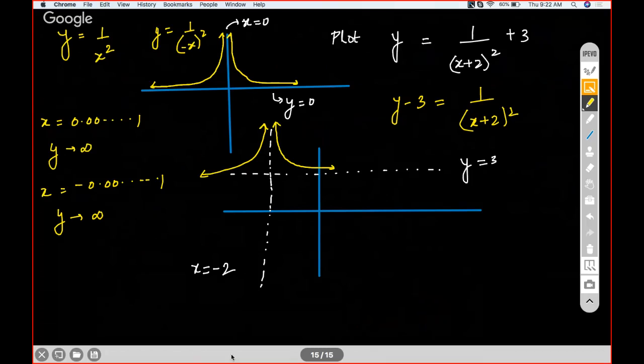Both the arms will move simultaneously. Many people make a mistake, they just move one of the arms or the other arm. Both have to move together.